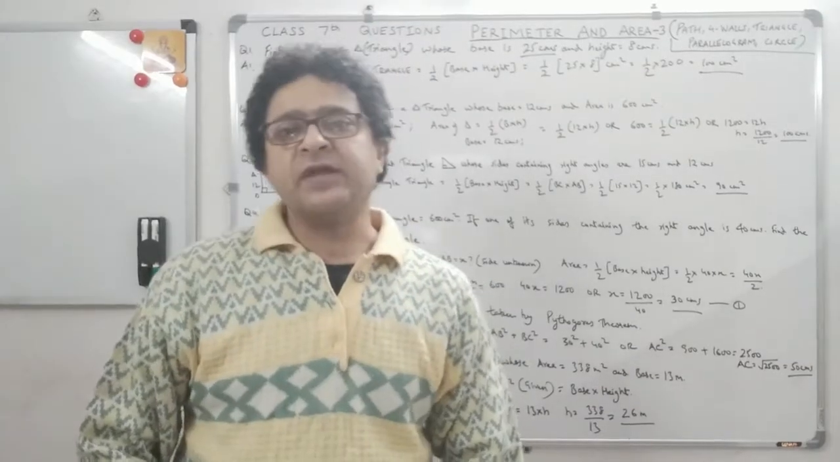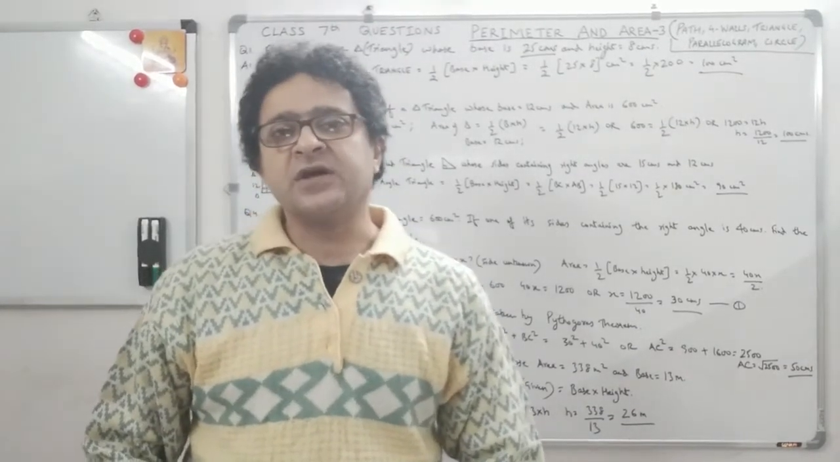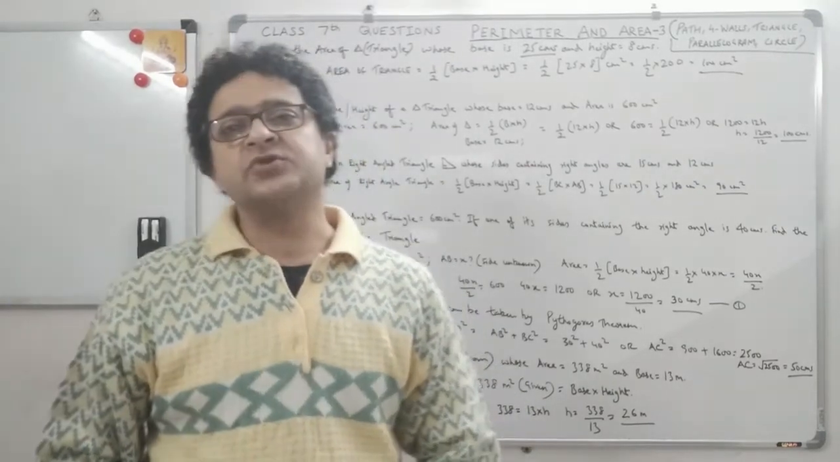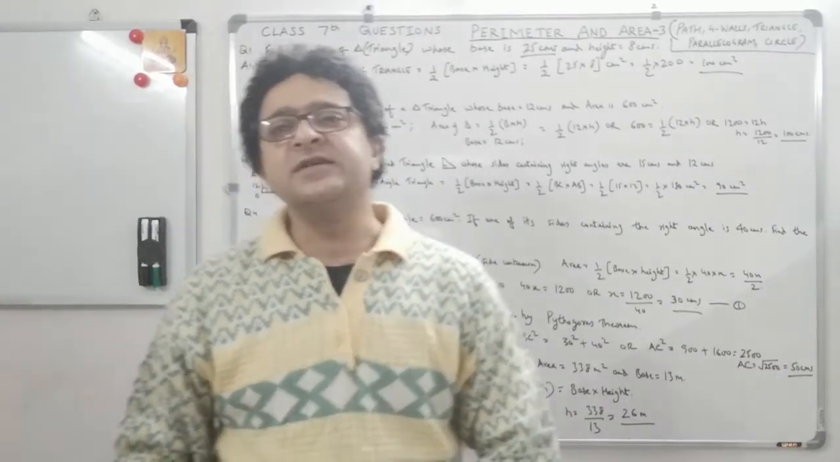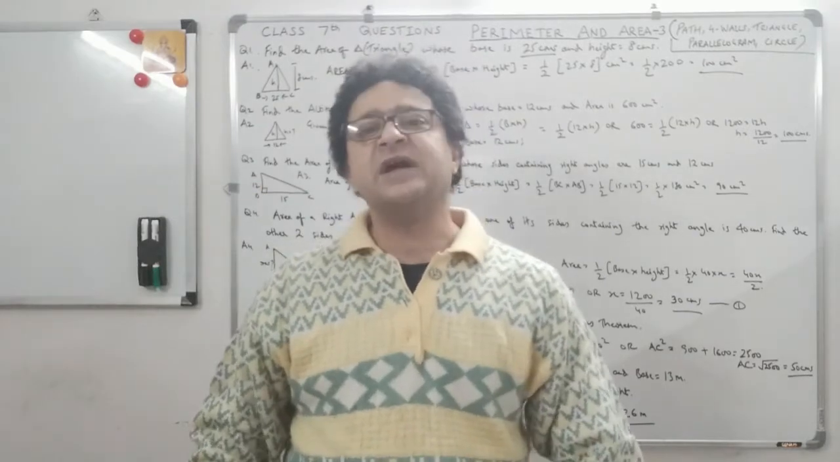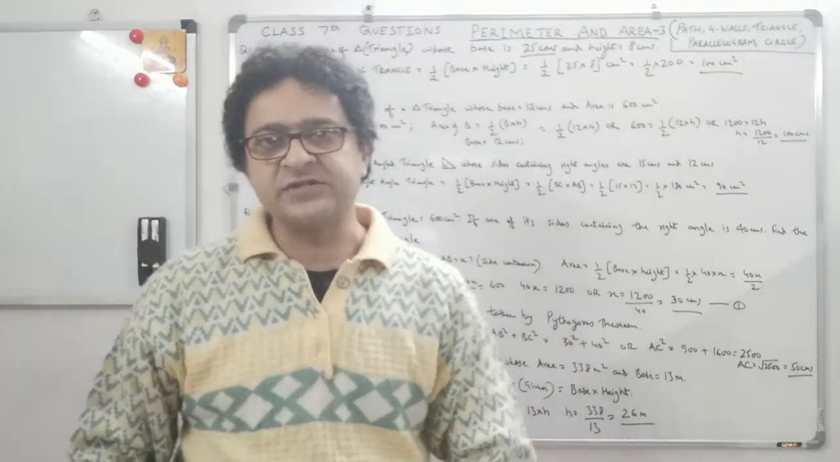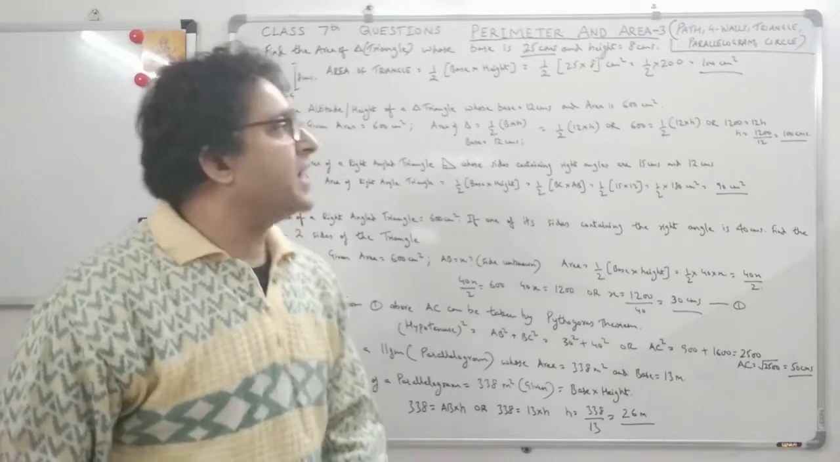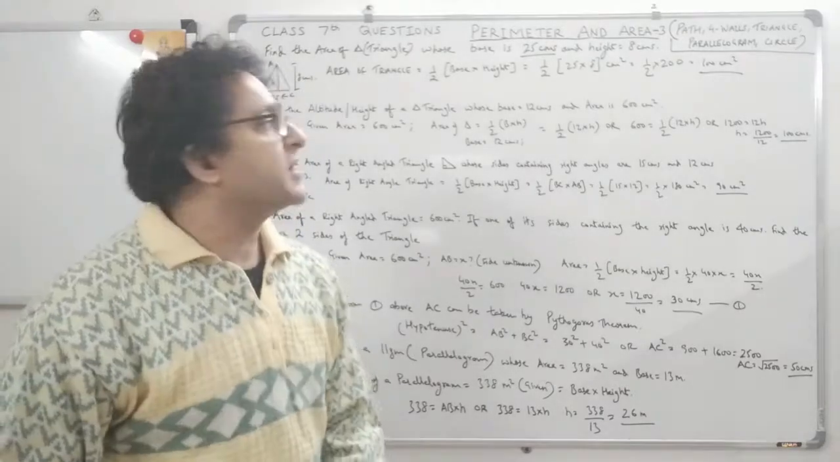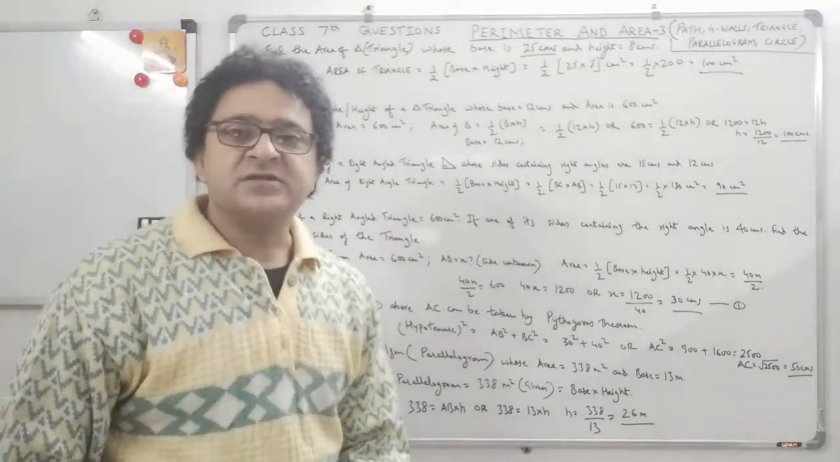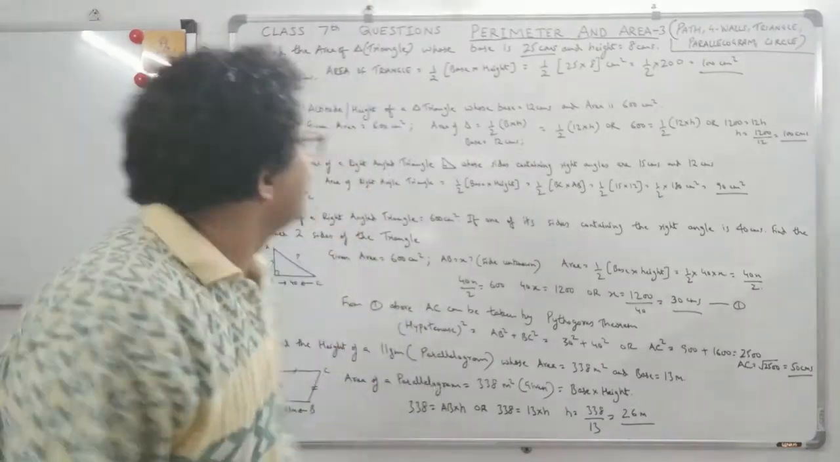Video of this chapter, perimeter and area. The first was a video on concepts, the second was on square and rectangle, and the third video here will complete the chapter. I will have some 16 questions here, and I will cover path, four walls, triangle, parallelogram and a circle, right? So let's get started.